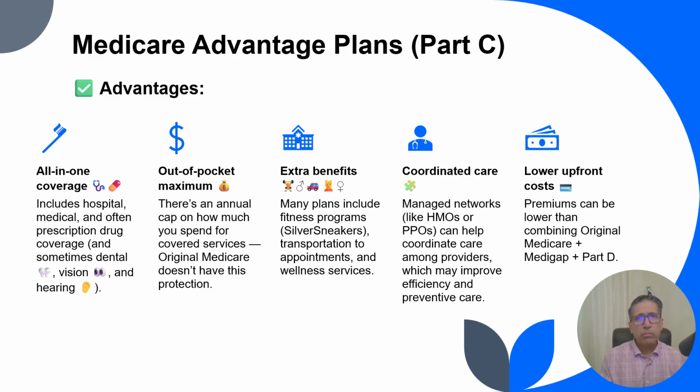So, Medicare Advantage plans usually have a lower upfront cost. Premiums can be lower than combining the original Medicare with Medigap and then Part D. For instance, instead of paying $200 a month for Medigap and $50 a month for Part D on top of Medicare, some Medicare Advantage plans may cost between $50 to $100 a month, and that would include everything.